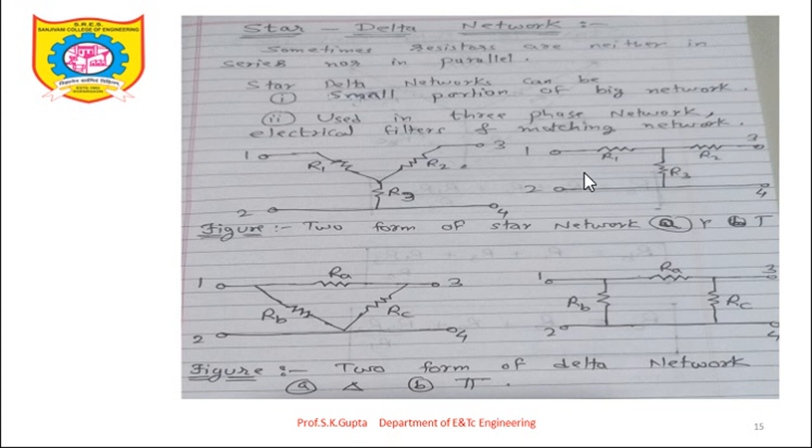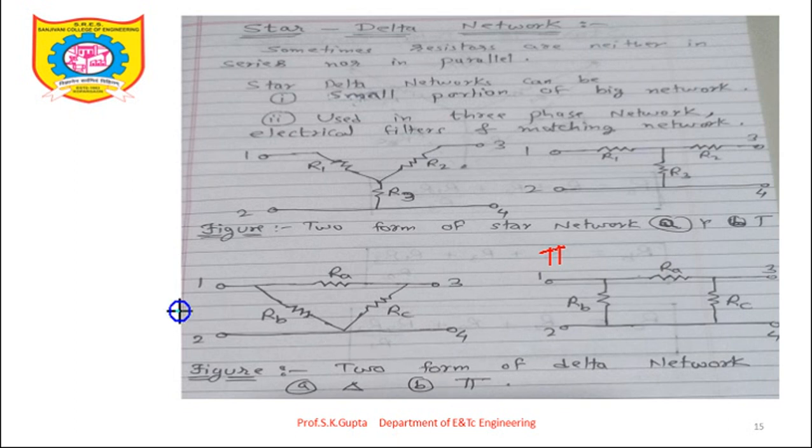Now second is delta network. So this is of shape delta, okay, and this is of shape pi. Symbol wise pi is like this. So it is similar to your pi type of shape. So this also you should remember that this is nothing but delta network. There are two forms, delta and pi.